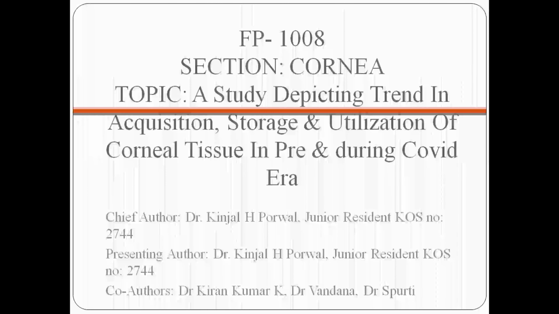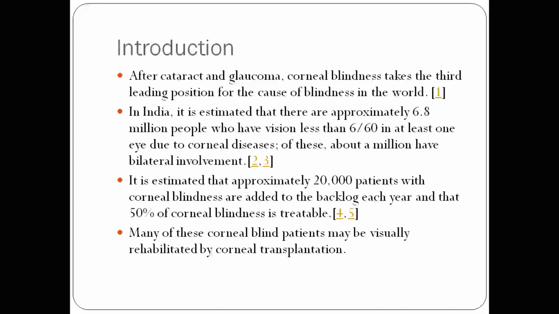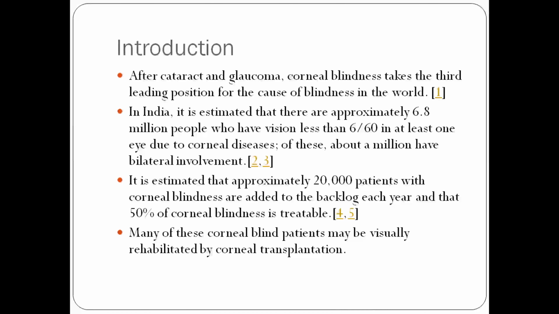I'll be talking on a study depicting trend in the acquisition, storage, utilization of the corneal tissue in pre and during COVID era. Introduction. After cataract and glaucoma, corneal blindness takes the third leading position for the cause of blindness in the world. In India, it is estimated that approximately 6.8 million people have vision less than 6/60 in at least one eye due to corneal disease, and out of these, about 1 million have bilateral involvement.